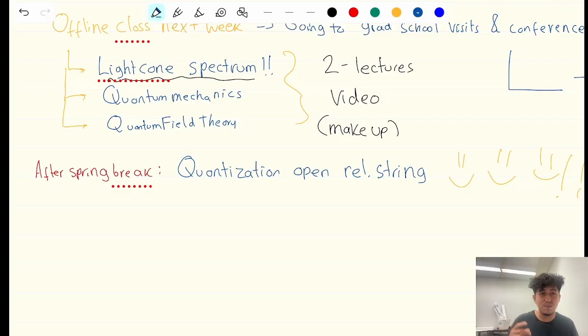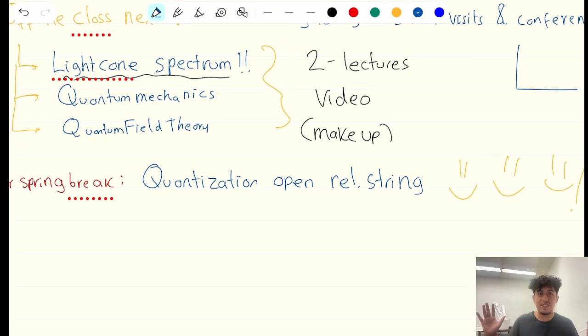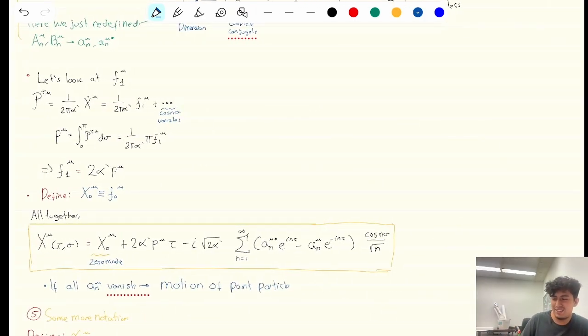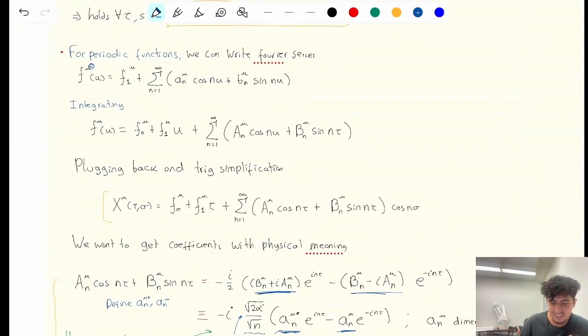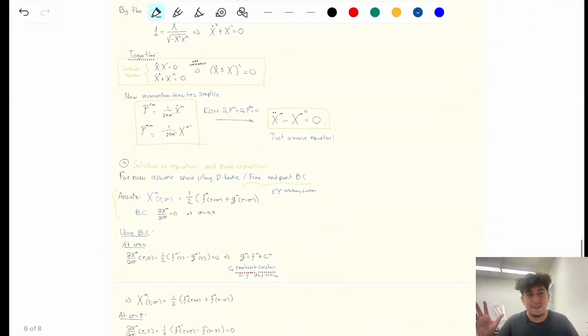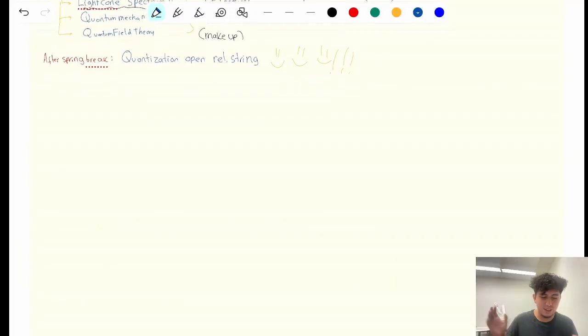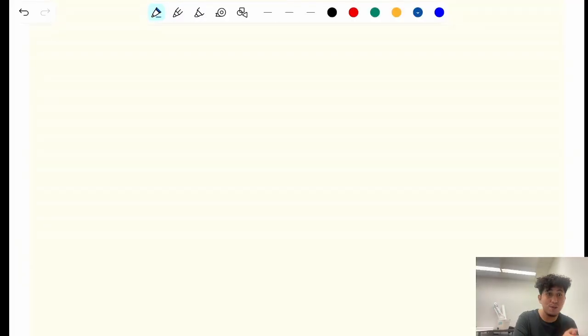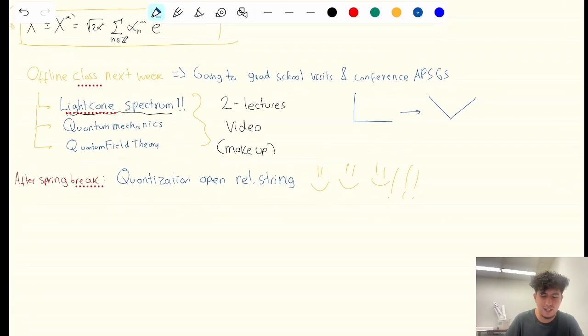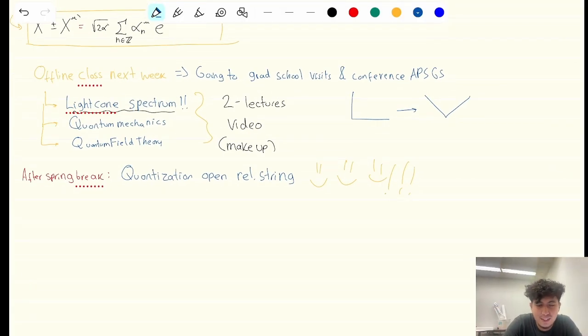after the spring break, we're going to start quantizing the open relativistic string, which is the fun stuff. And after doing so many derivations and praying for seeing actual physics and seeing particles come out of nature, now we're actually going to see stuff. So after spring break, we start with quantizing the open relativistic string. We quantize the closed relativistic string. We see how gravity emerges from the closed relativistic string. Then we're going to see D-branes, and then we're going to start doing thermodynamics with D-branes and strings and getting the black hole spectrum and being happy. So that's the plan for now.